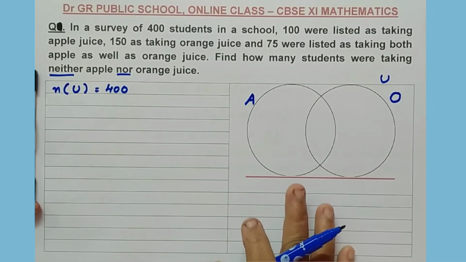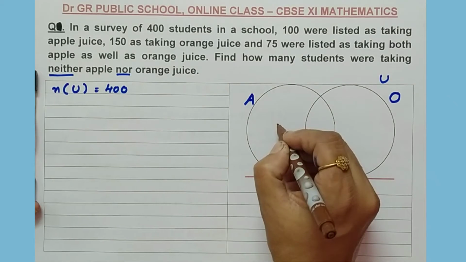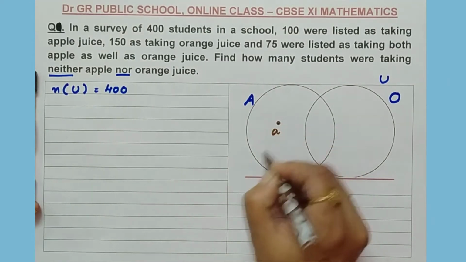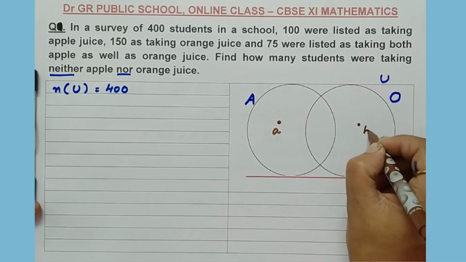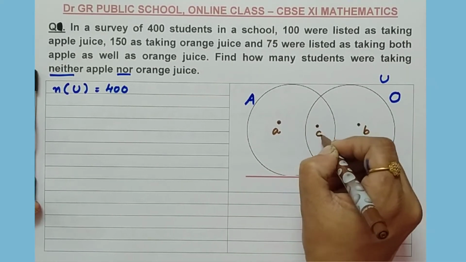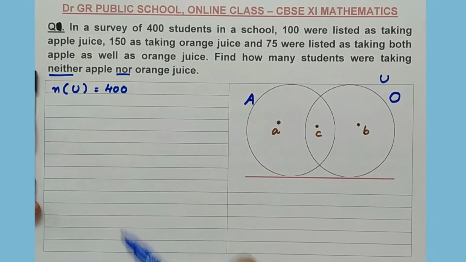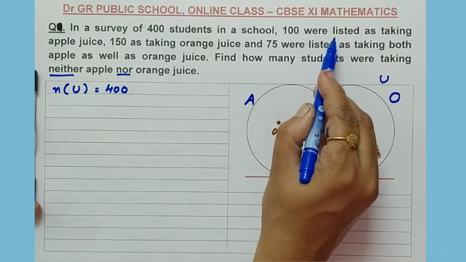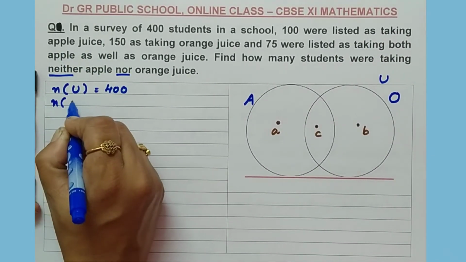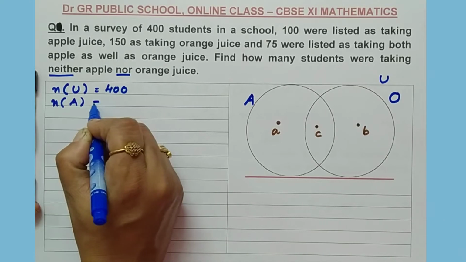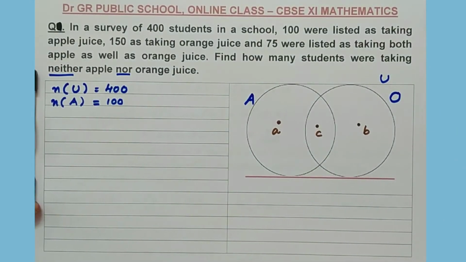to be very easy. After drawing the Venn diagram for two sets, you need to mark an element in the set A as small a, an element in the set O as B, and an element in the intersection part also you need to mention. Now, listen to the question again. 100 were listed as taking apple juice, that is, the number of elements in the set apple juice A is given as 100. Am I right?